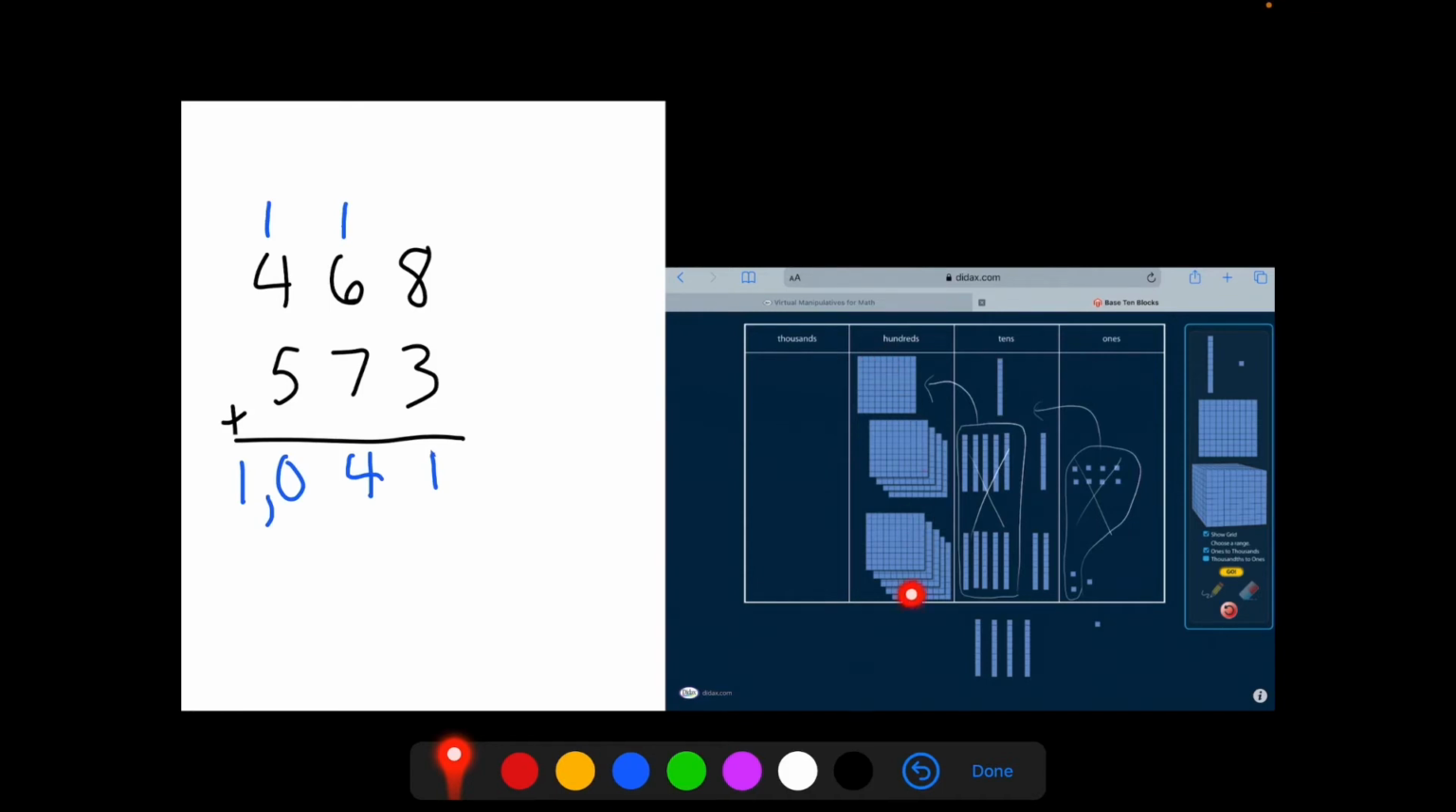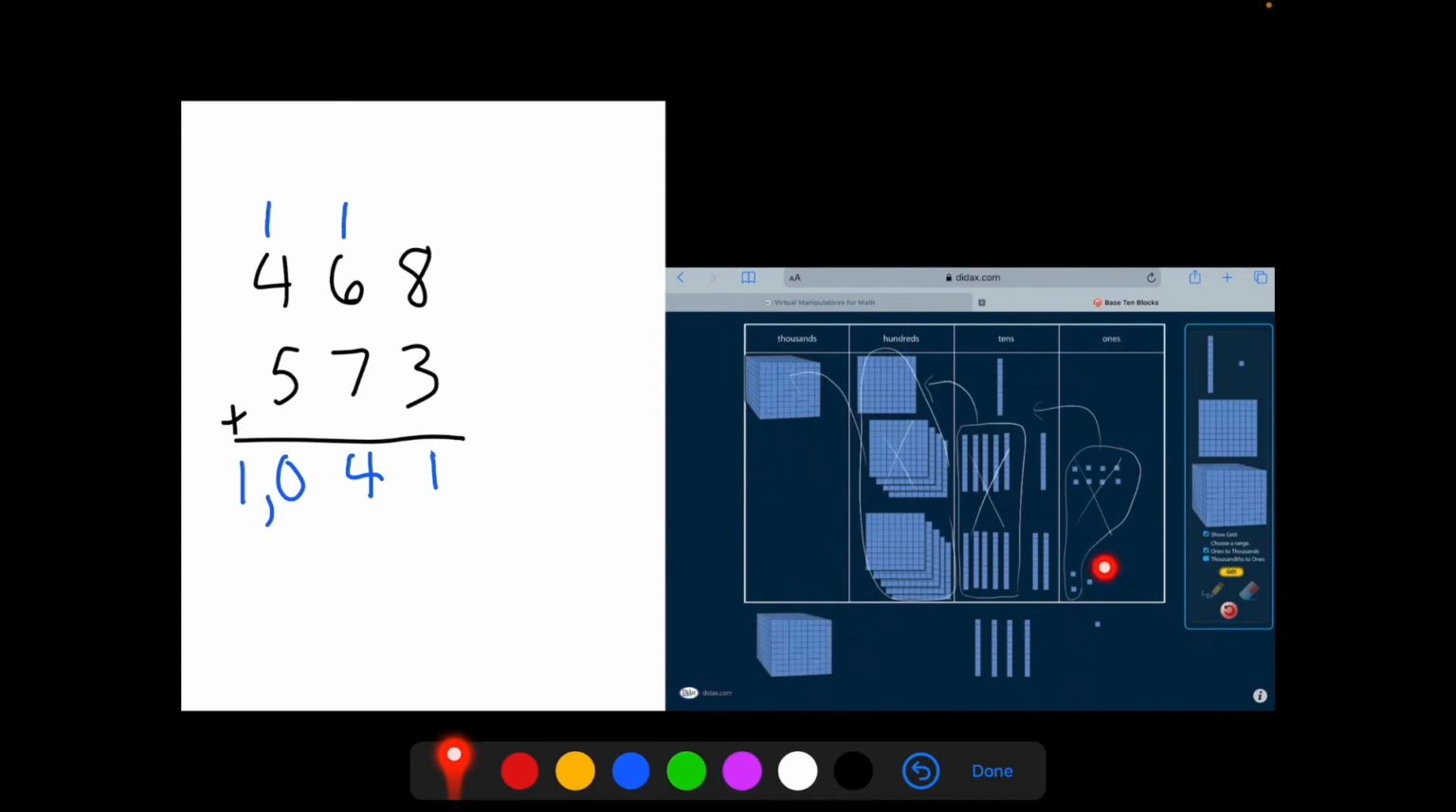Then in my hundreds place, I have like-valued parts, so I can just add up how many I have. It turns out here that I have 10 hundreds, so I can stack all of these flats together to form a cube. So once I have 10 hundreds, that makes 1,000, and so I promote it to the thousands place, and I end up with 1,000 here, and I don't have any in the hundreds place.